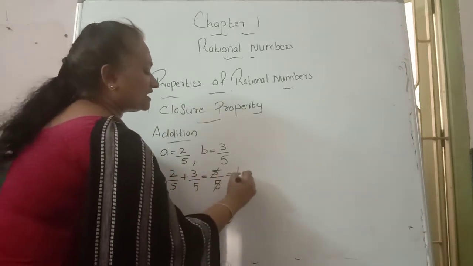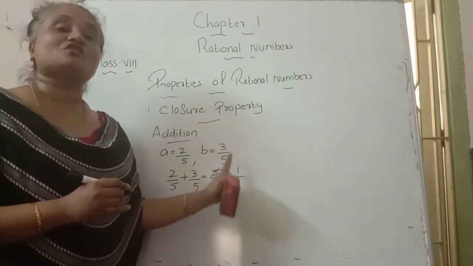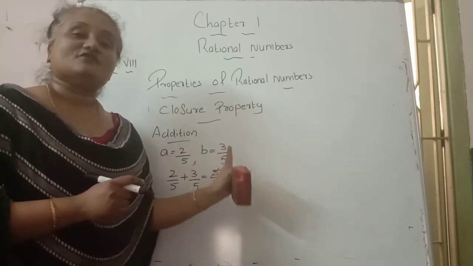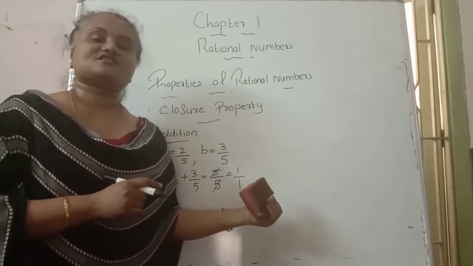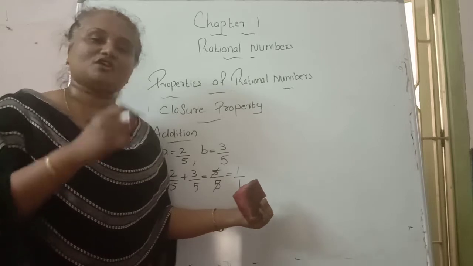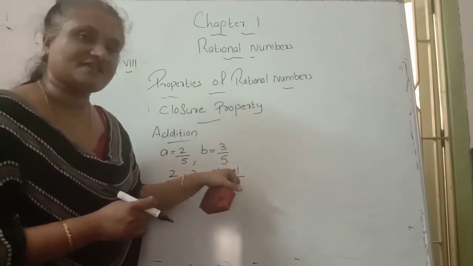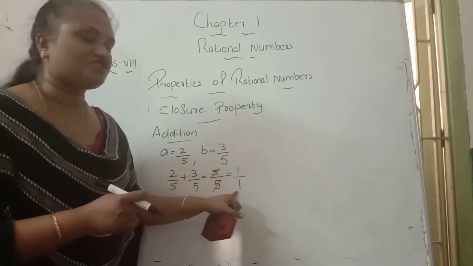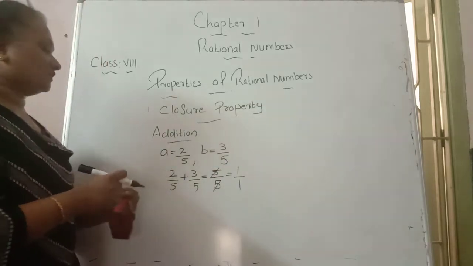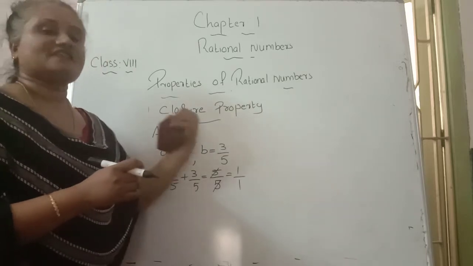Cancelling, we get 1 by 1. 1 is a rational number. Why? Because it can be represented in the form of 1 by 1. Last class we learned that rational numbers are numbers we can express in the form p by q. Here the numerator 1 is the p value and the denominator 1 is the q value. That's why 1 by 1 is a rational number. So the closure property is satisfied in the addition case.